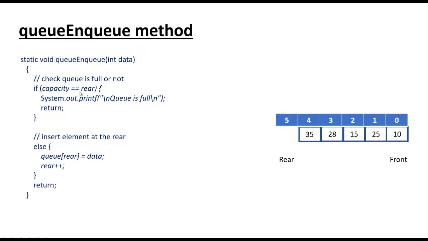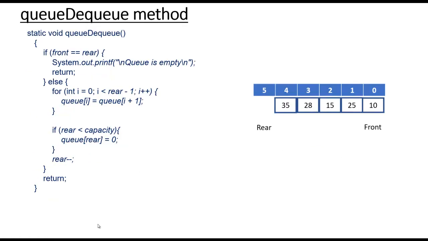Now suppose again you want to insert 25, it will see whether the capacity and the rear have the same value or not. So here, if you see, the rear value will be 1 and the capacity value is 5, which is not equal. So the control will move to the next line, which is inserting that element. With this queue rear equal to data, we are going to put this 25 into index 1 and then again move this rear to the next index. So similarly, it will keep on moving this rear index and keep on inserting the data until the queue is full.